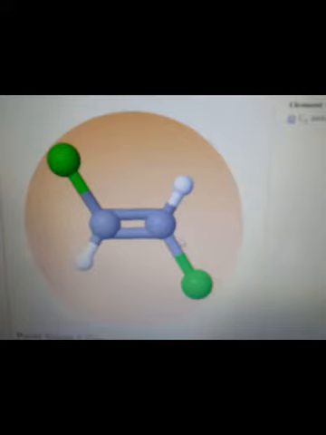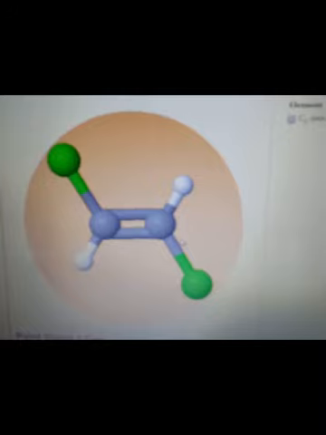Let us take the example of 1,2 dichloroethylene. This particular molecule belongs to the CnH point group, that is the C2H point group, and in particular it belongs to the C2H point group. As we know, CnH point groups have a Cn rotational axis of symmetry and sigma h. Along with that, it has an Sn improper axis of symmetry.